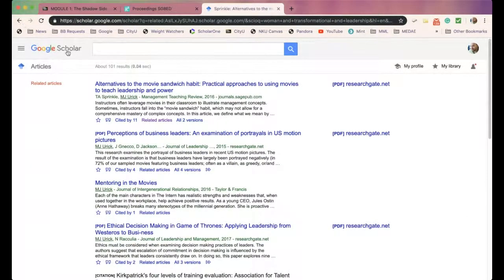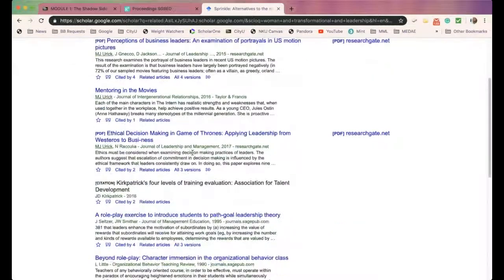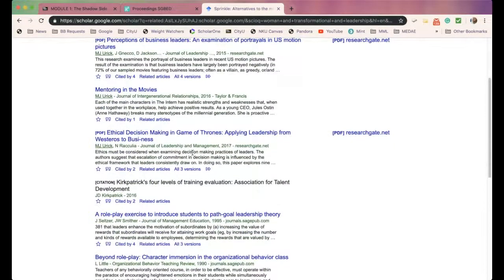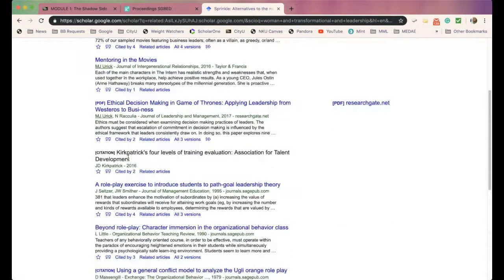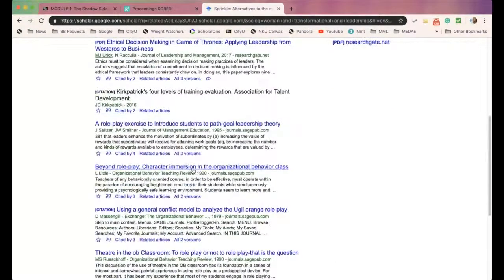So if I look at this list of articles we've just found here, you could see there's different things. You have the Journal of Intergenerational Relationships, the Journal of Leadership, Management Teaching Review. If it says that it's a review, a leadership, a journal, it's going to be peer reviewed. Journals are peer reviewed. This is something for the Association of Talent Development, so that's probably not a peer reviewed journal. That's probably a presentation that they did.